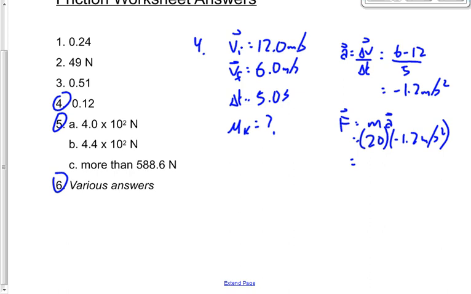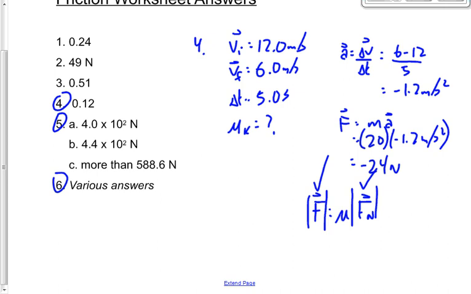And that's going to be equal to negative 24 newtons. And then you're going to say the force of friction is equal to mu times the normal force. This is 24. This is 20 times 9.81. Solve for the coefficient of friction. Does that work? Sure it does.